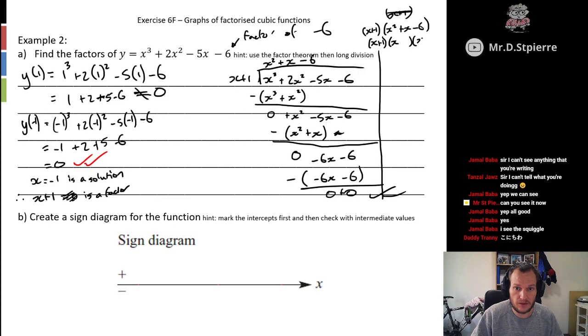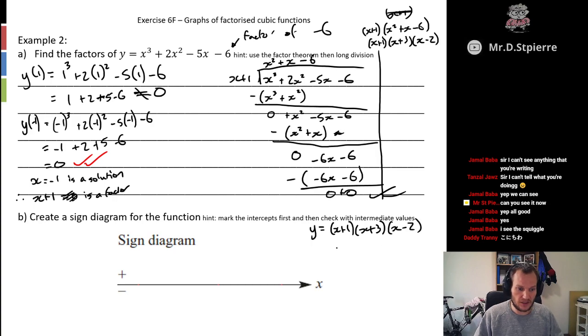I'm going to try and factorize the quadratic. So the -6 gives me +1, so that'll be +3 minus 2. 3 times -2 is -6, 3 minus 2 is +1. Okay. So I've factorized it. My function is now y equals x plus 1, x plus 3, x minus 2.